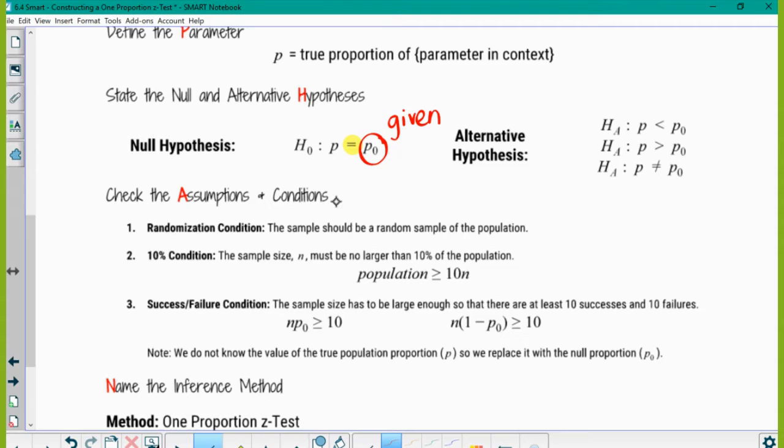Now, if it's not given, what we will typically do is we will assume p naught is equal to 0.5, a 50-50 chance of success. Now, for alternative, that's going to be dependent on the question. Either you're interested in the values less than that claim, so you think your population is less, greater, equal to, but slash through it, means I just want to know, is it different? Is it different than what the given proportion is?